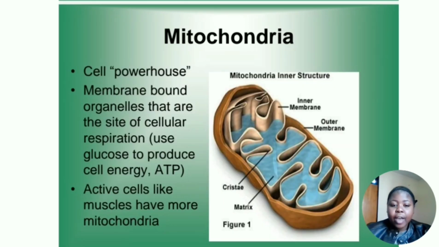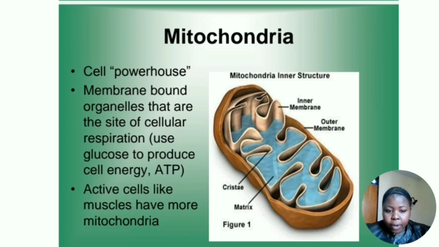Mitochondria is one of the important organelles in the cell. It is also called the powerhouse of the cell. As you can see there in the slide, we have a picture of a mitochondria. Mitochondria consist of an inner membrane, an outer membrane, cristae, and a matrix. It is also a membrane-bound organelle and a site of cellular respiration.